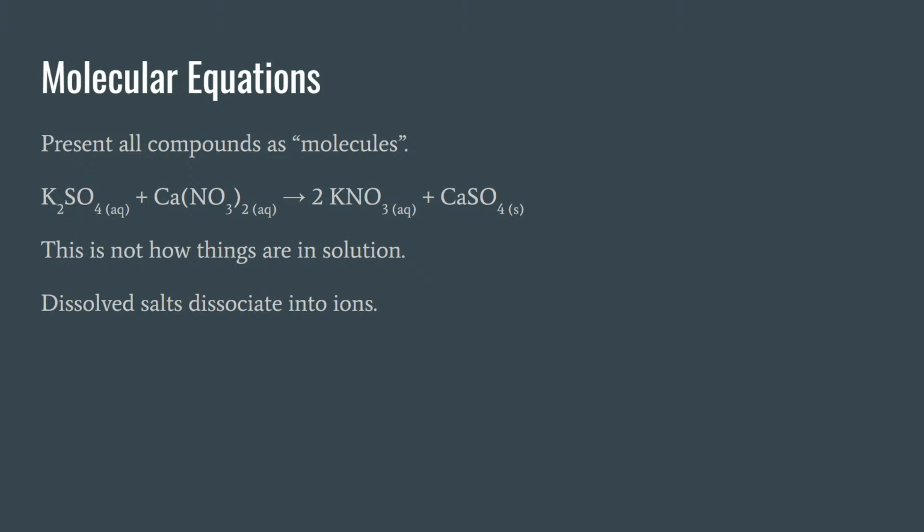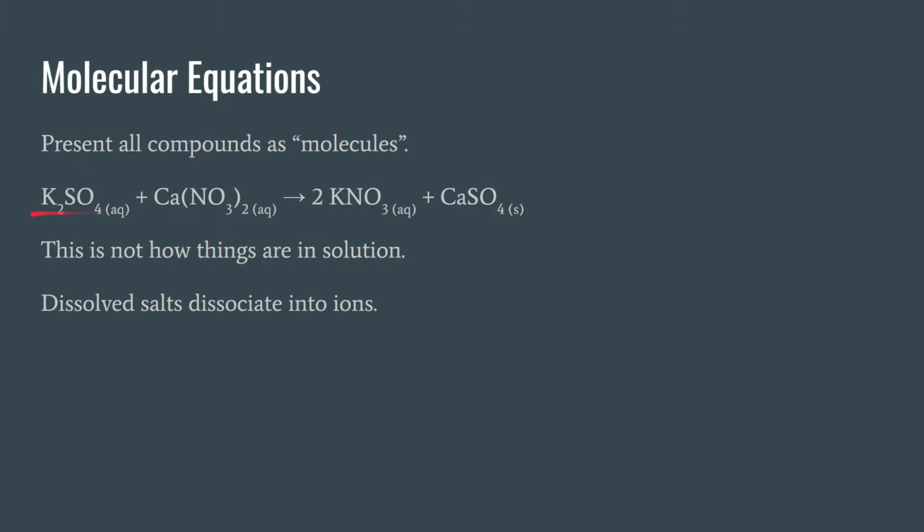First, we have the molecular equation. This is what we've already seen, where it presents all the compounds as if they were molecules. Now, they're ionic compounds, so we know they don't have molecules. And on top of that, these things are in solution, and we know that when a salt dissolves, it dissociates into ions. So here we have potassium sulfate and calcium nitrate, making potassium nitrate and calcium sulfate. They swap their partners. So this is a convenient way of writing this because it has all the information right there in one place.